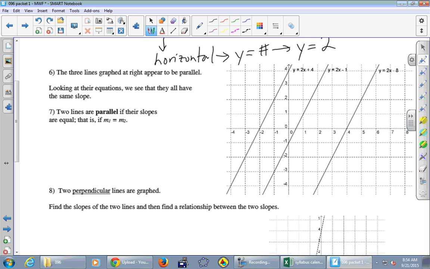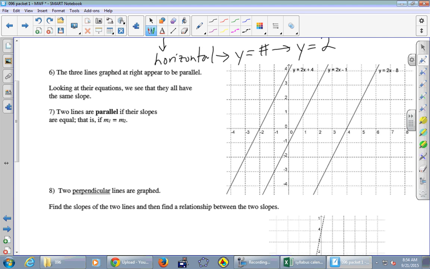And in fact, that's always the case. If you have lines that are parallel, then their slopes are going to be exactly equal to each other. And you can also say the sentence going the other direction. If you have lines with the same slope, they are parallel. Works both ways. So that's what it says here in number 7. 2 lines are parallel if their slopes are equal. That is m1 equals m2, m indicating the slope of each of the lines.